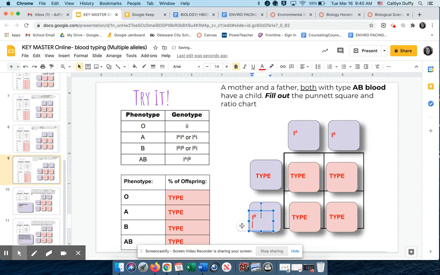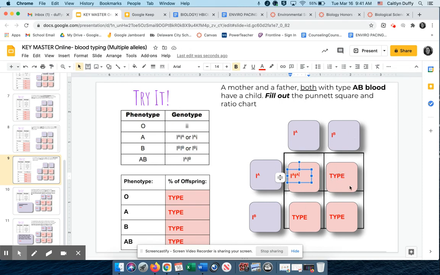So dad's got big I, big B. Mom's got big I, big A, big I, big B. Okay, so now let's put these together. Mom will give a big I, big A. Dad will give a big I, big A. So baby's going to be big I, big A, big I, big A. So that's homozygous for A. That's the first time we've been able to see that.